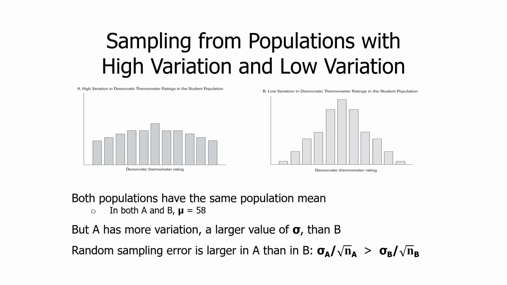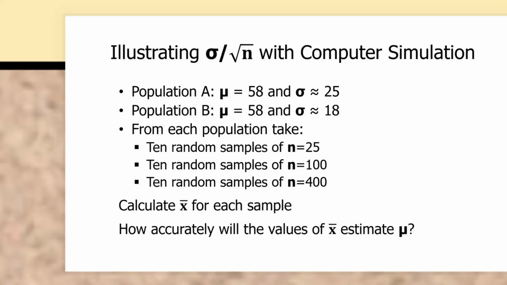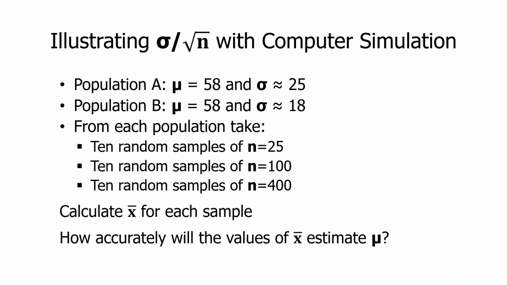Now let's illustrate this more formally. I'm going to show you what are called Monte Carlo simulations. What I did is I asked the computer to define in its mind a population of 20,000, and I told the computer in population A that I wanted mu to be 58, and I wanted the standard deviation in that population to be 25. It's a fairly high standard deviation.